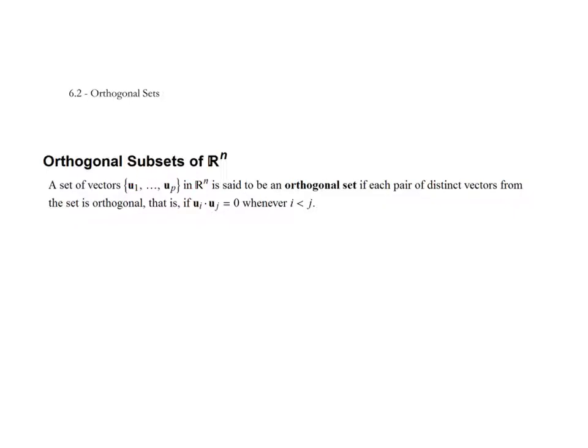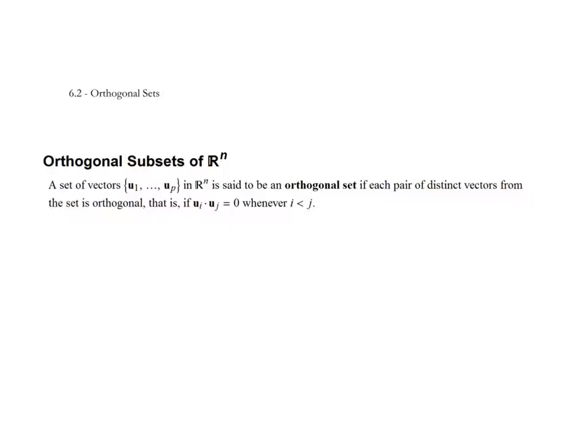It's a set of vectors. Often we're using U's here for orthogonal vectors, and it's said to be an orthogonal set if each pair of distinct vectors in the set is orthogonal. That is, their dot product is equal to 0 for each pair of vectors in the set.